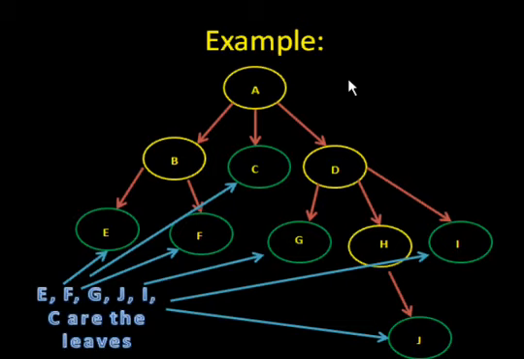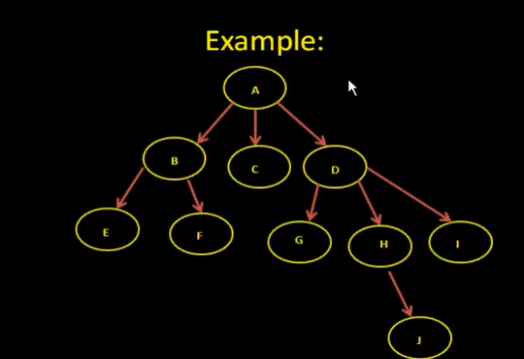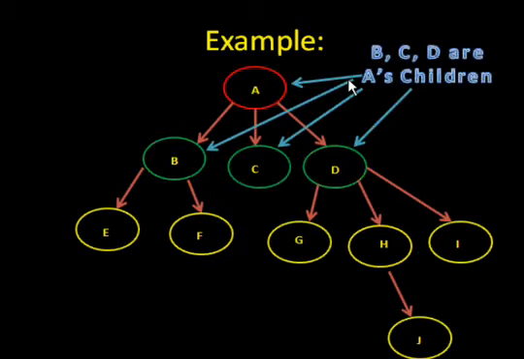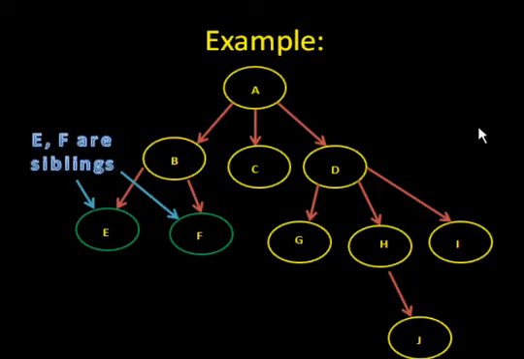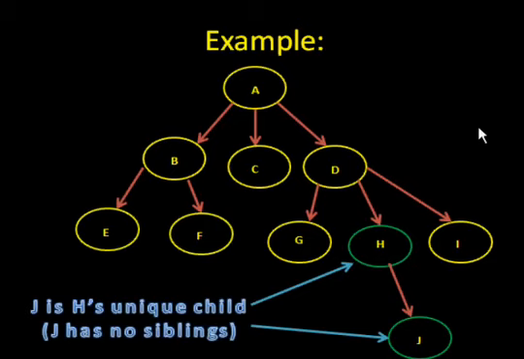If it did branch out to something else, then you would think of it as a branch. But if it doesn't branch anywhere else, then that's like the end of the branch, which on a real tree would be like a leaf. Now B, C, and D are all A's children. And also E and F are B's children. E and F can be called siblings because they're sort of related to one another. They have the same parent. J is H's only child because J has no other siblings and H only has one child.